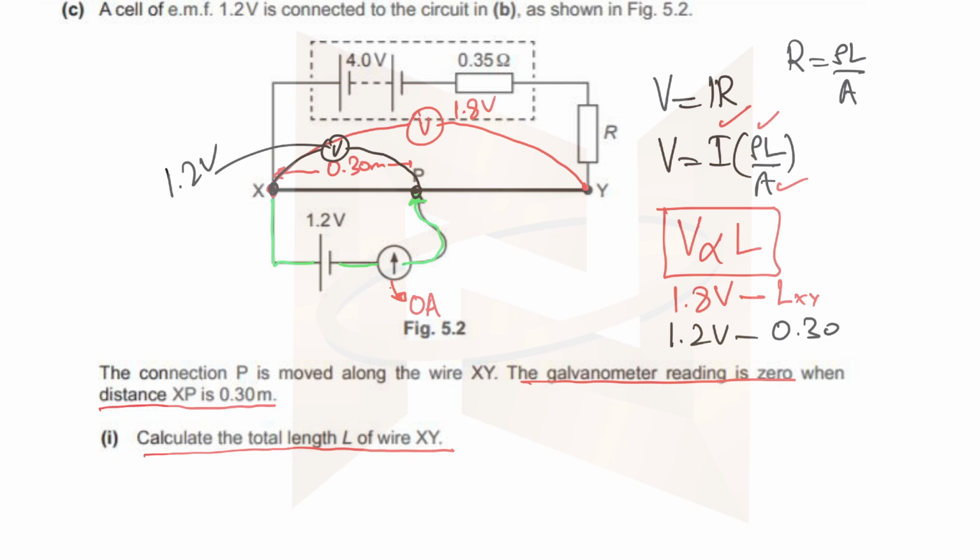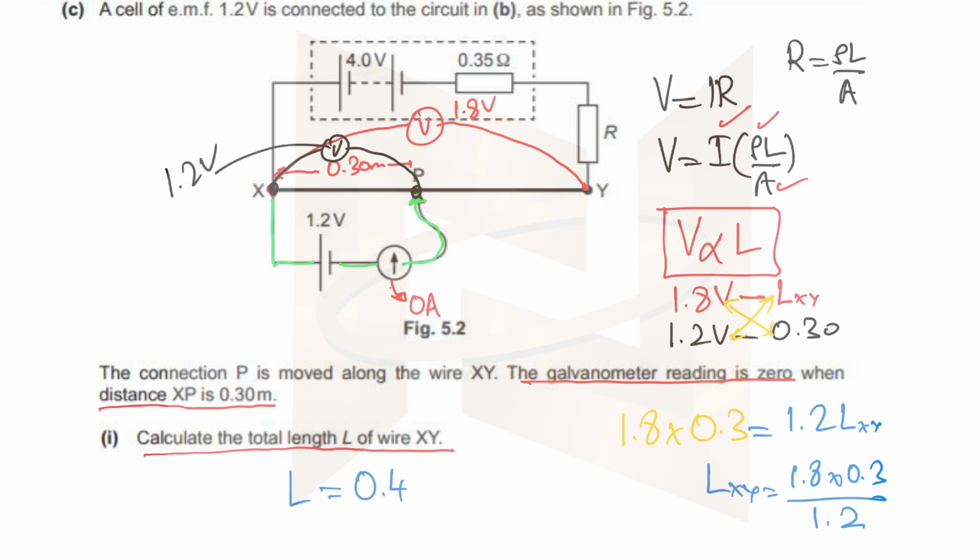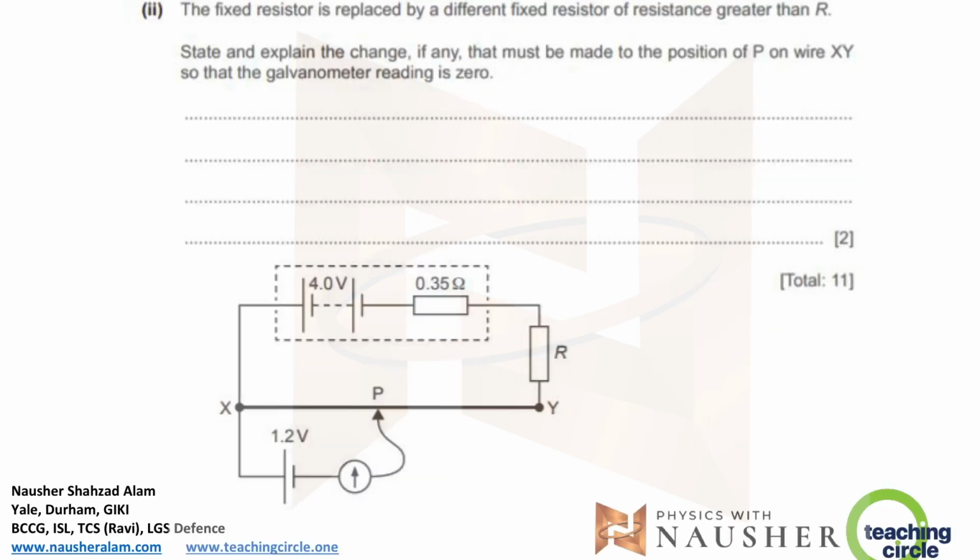Now all you have to do is cross multiply like this. So 1.8 into 0.3 is equal to 1.2 into length XY. So length XY will be 1.8 into 0.3 divided by 1.2. Therefore, this length turns out to be 0.45 meters.